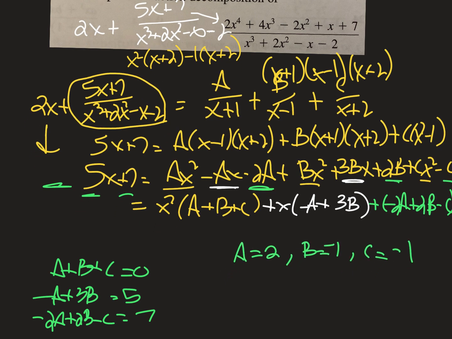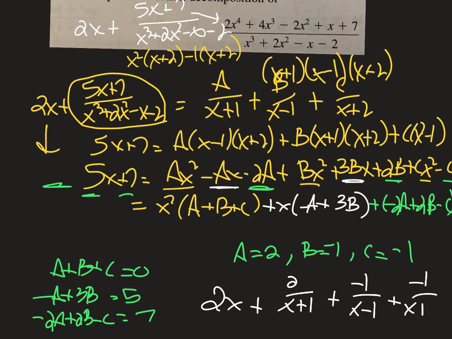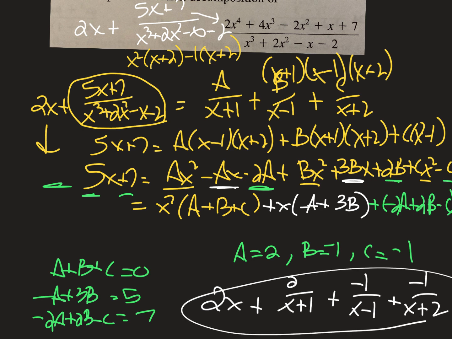Now, I did that in a hurry, I just want to show you how you're going to write your answer here. Remember, I keep saying through this whole problem, don't forget the 2x. The 2x is still there because we divided, so my answer is 2x plus 2 over x plus 1, the negative 1 over the x minus 1, and the negative 1 over the x plus 2. And that's your final answer right there.